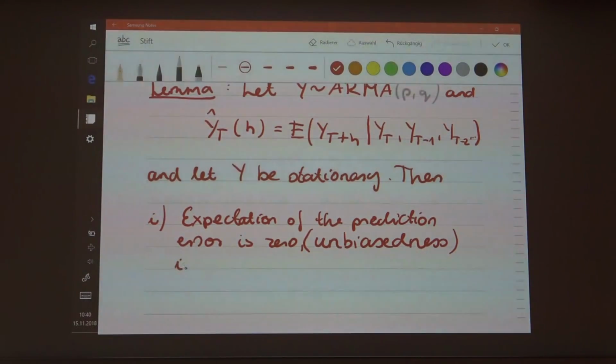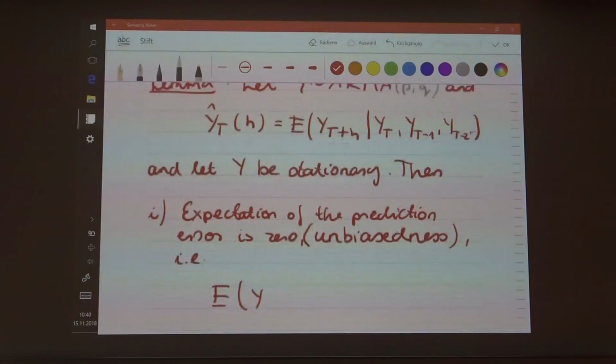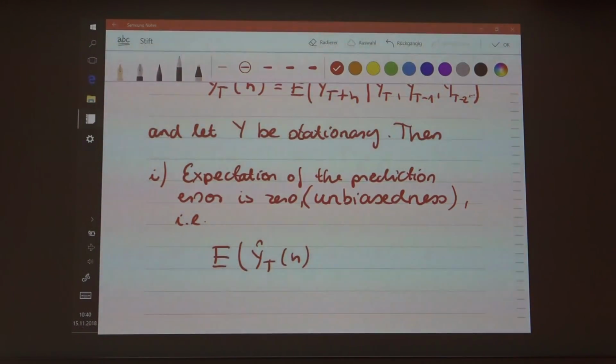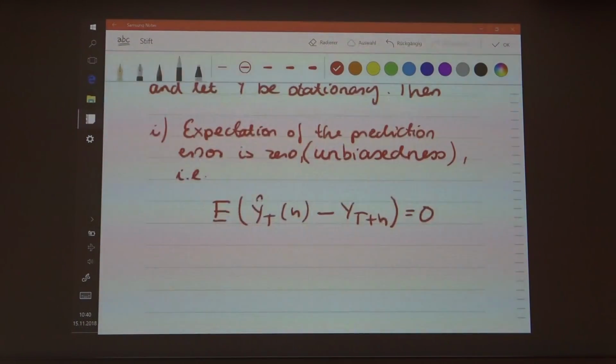Now what does it mean? It basically means that the expectation of the forecast error, namely the difference between the forecast for time t plus h and the observation at time t plus h, is 0. Of course, you don't have the observation at time t plus h now, but you could take the expectation of the difference, which is the prediction error. If the process is stationary and I'm using the conditional expectation of the process given its past as the forecast, then I would find that the expectation of the forecast error is 0.